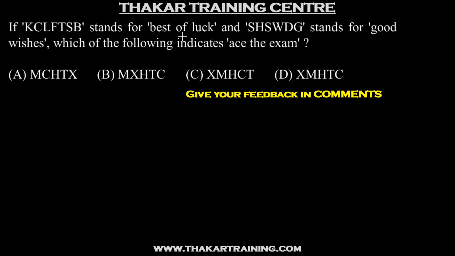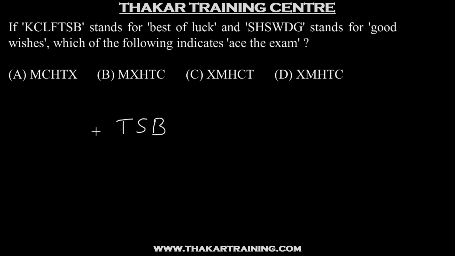That is, in best of luck, the vowels E, O and U have been omitted, and then the remaining letters that are the consonants are written in the reverse manner. So we can verify this now. So if we just start writing the consonants in this phrase in the reverse order, we will have B, S, T, F, L, C and K. So that is what is given to us as the first term.